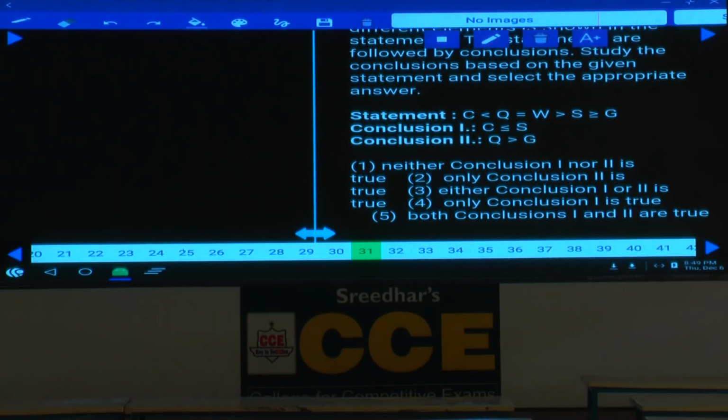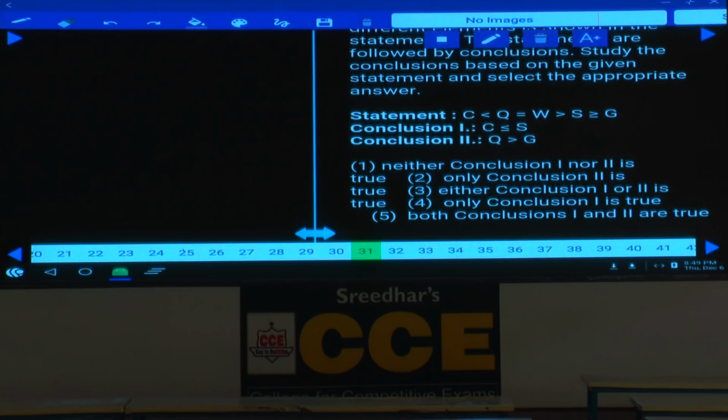Now 31 to 35, these 5 questions are based on coded inequalities. Now the relation between C and S. Between C and S, there is one lesser than, one greater than. Between these two opposite symbols, no relation. First conclusion does not follow.